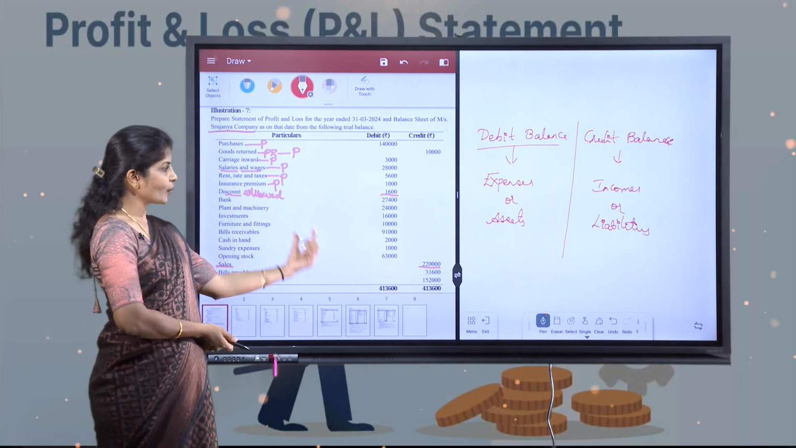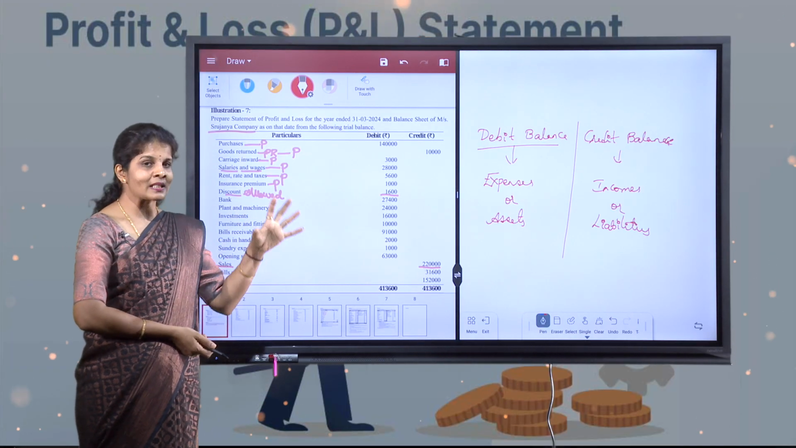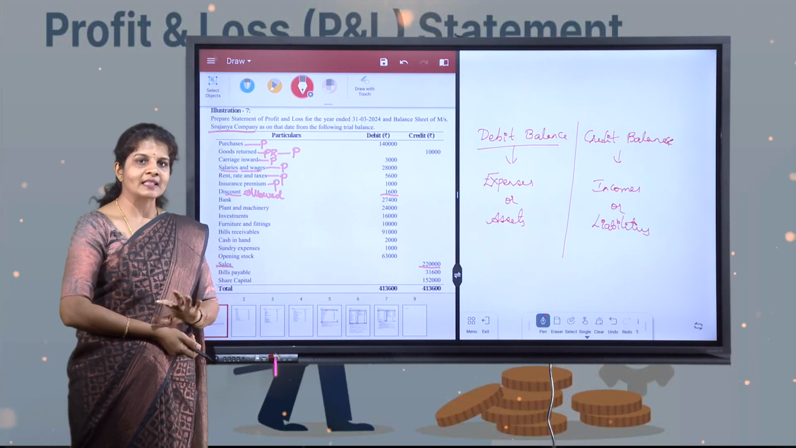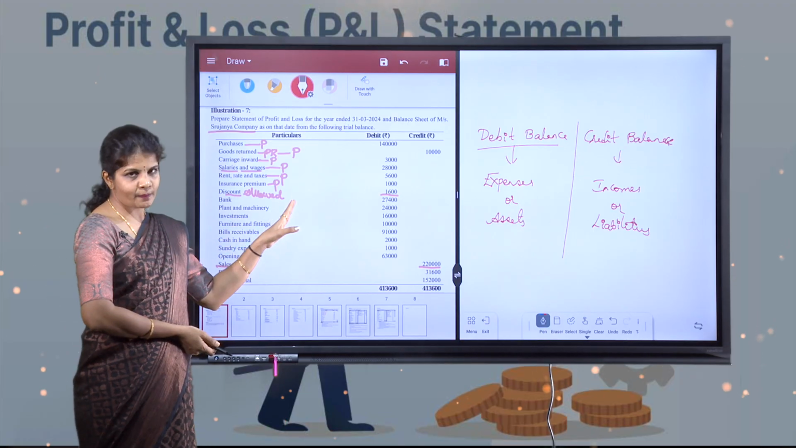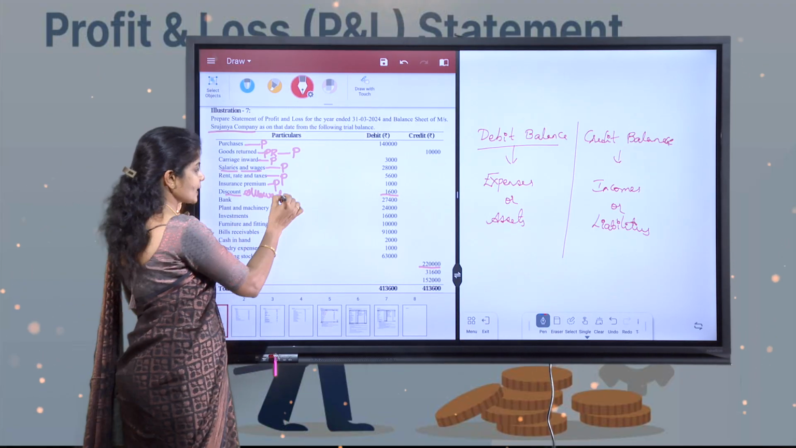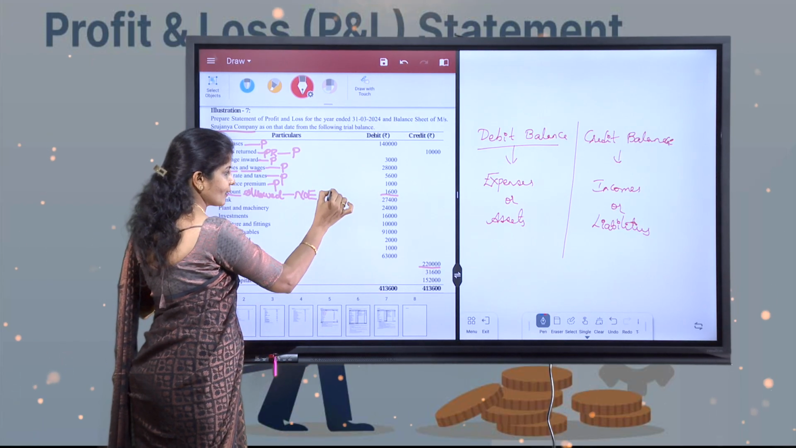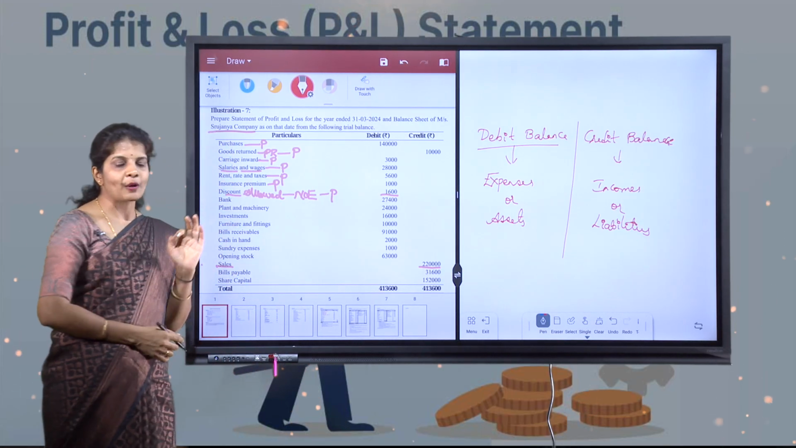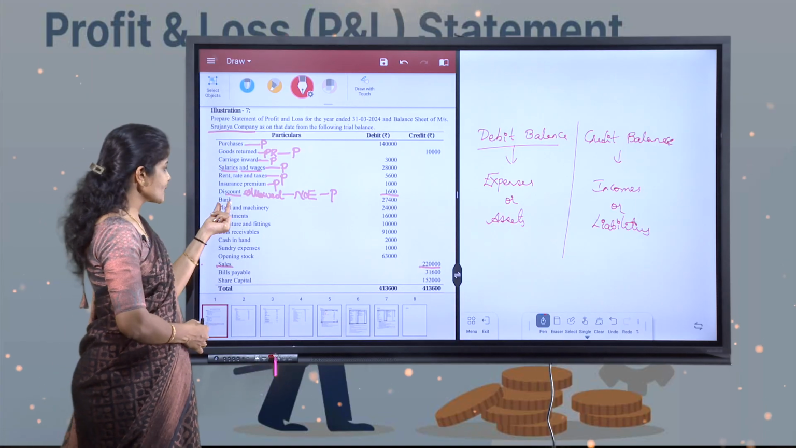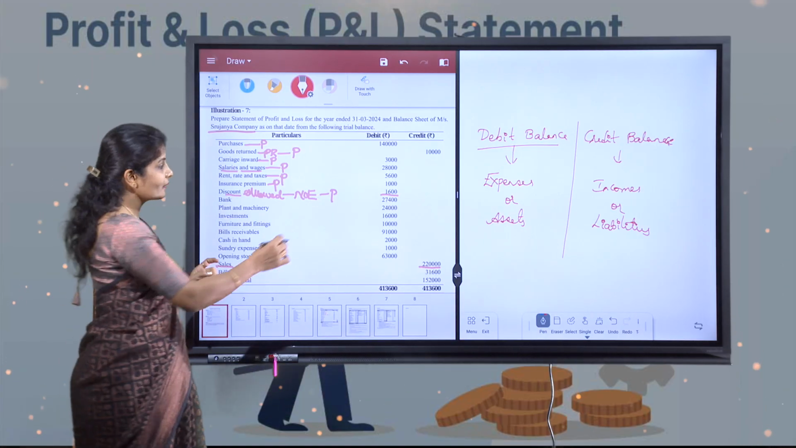Usually this discount allowed will be taken as operating expenses, but in some of the textbooks, some of the authors, they consider it non-operating expenses only. So let us take this as a non-operating expenses only, and it will be taken to the profit and loss statement.